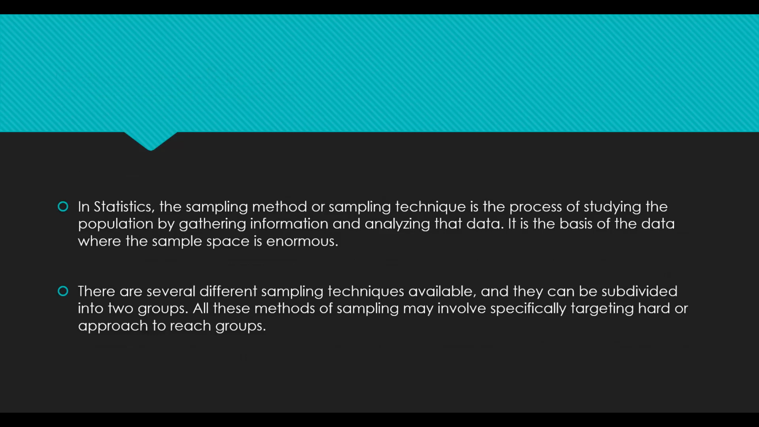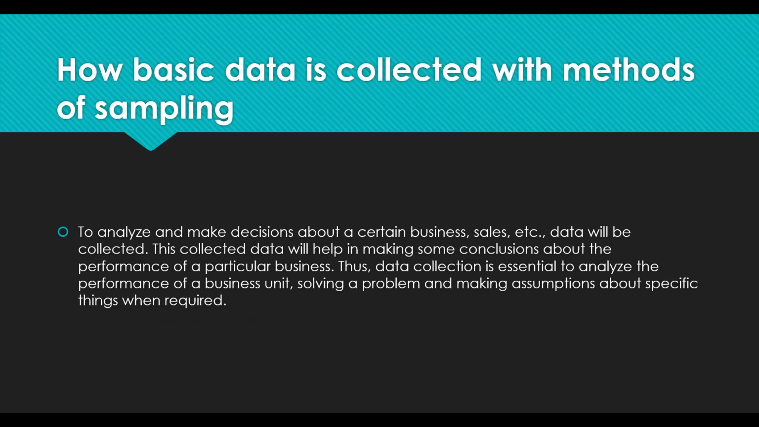In statistics, the sampling method is a process of studying the population by gathering information and analyzing that data. It is the basis of the data where the sample space is enormous. There are several different sampling techniques available and they can be subdivided into two groups. All these methods of sampling may involve specifically targeting harder-to-reach groups. Okay. So we will study the methods of sampling in which basic data is collected.